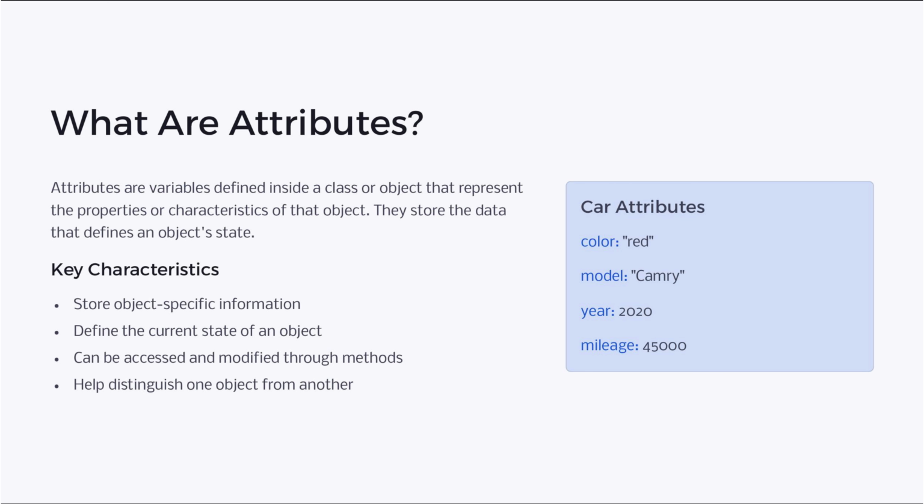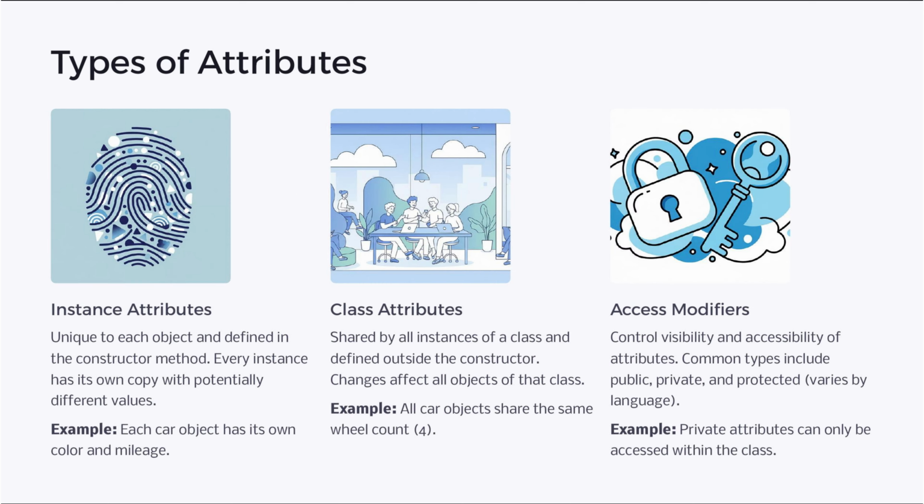They store data defining an object's state, such as color, model, year, and mileage for a car. Attributes store object-specific information, define the current state, and can be accessed or modified through methods, distinguishing one object from another. Instance attributes are unique to each object, defined in the constructor, like color and mileage for each car. Class attributes are shared by all instances, such as the wheel count.